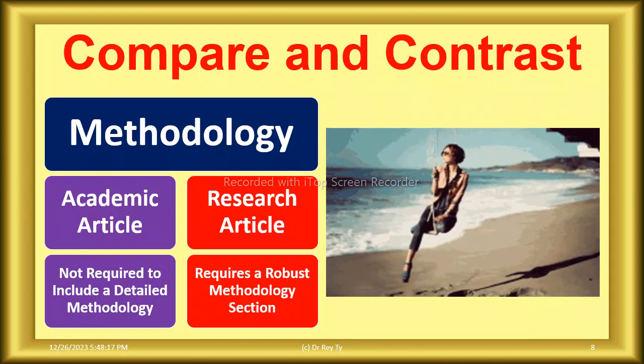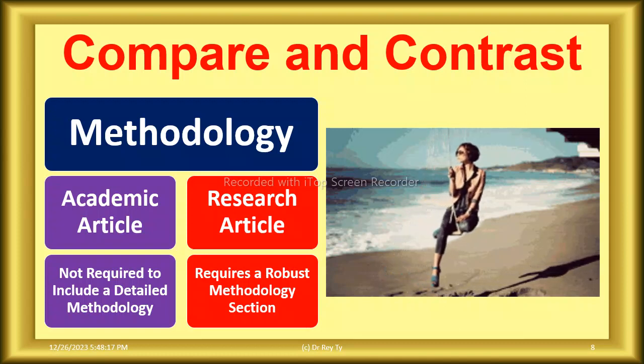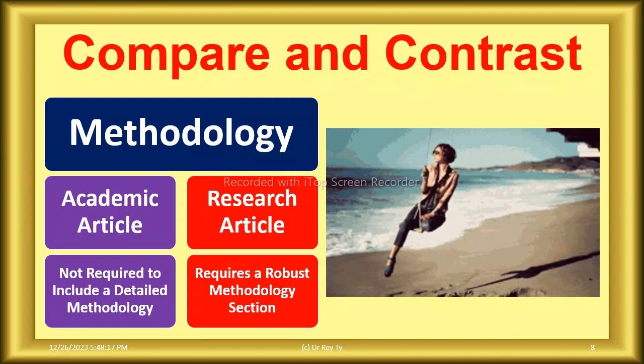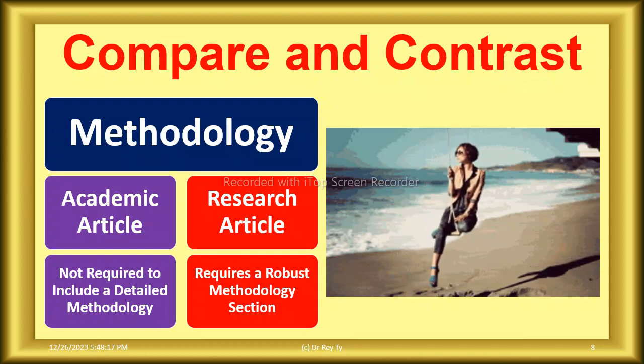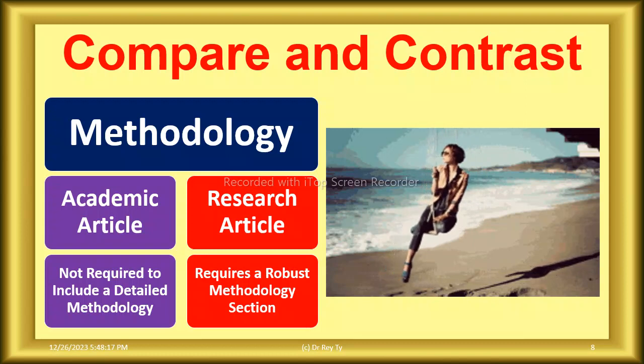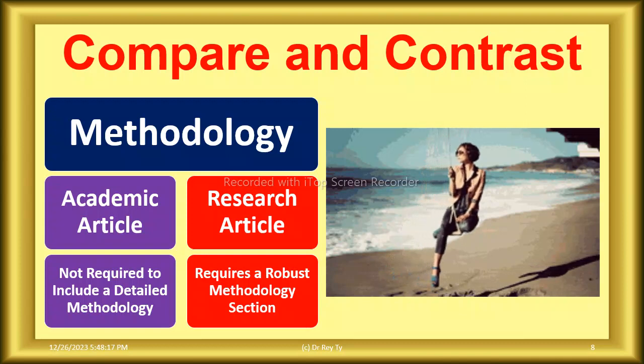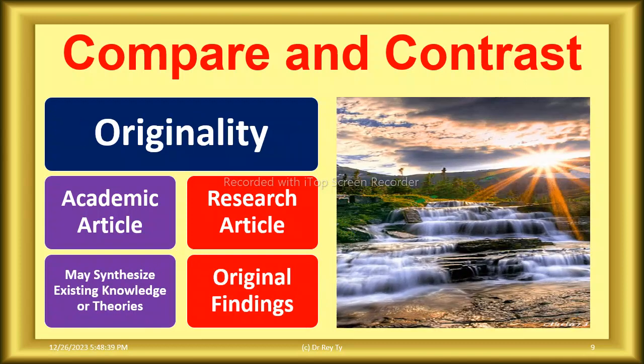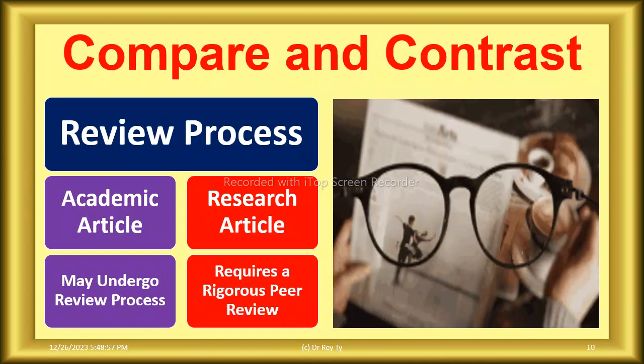In terms of methodology, academic articles are not required to include a detailed methodology. In fact, many don't include a methodology section at all, whereas research articles are required to present a robust methodology section. In terms of originality, academic articles may synthesize existing knowledge base or theories, whereas research articles produce original findings.